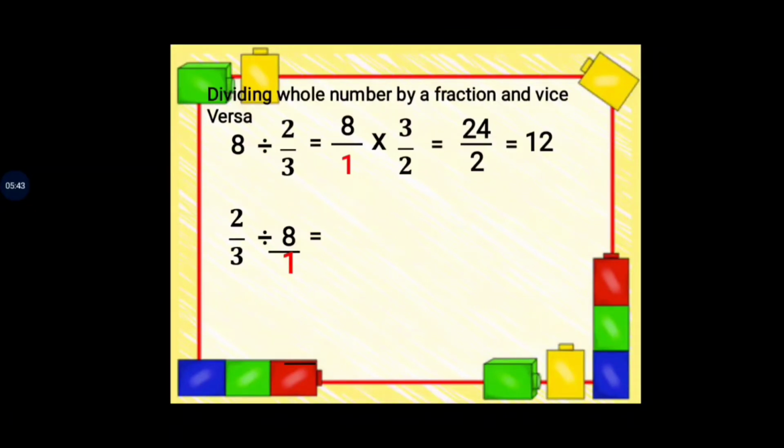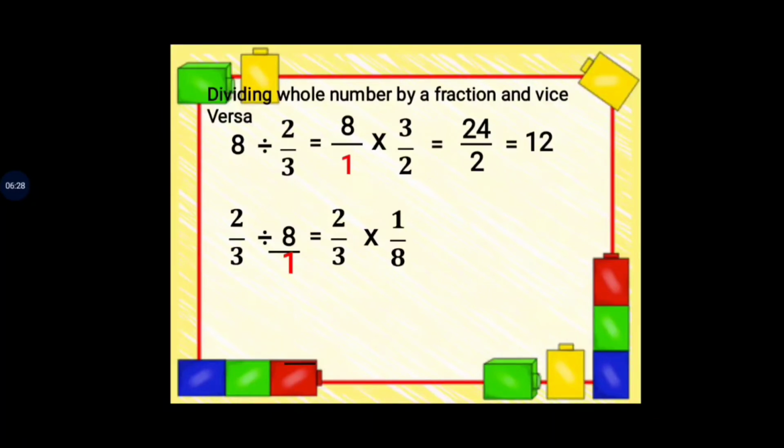Then, ililipat natin si 2/3 dito sa kabila. Then after that, we are going to change the division sign into a multiplication sign. Okay? Then flip natin yung 8/1 at magiging 1/8. At ilagay natin dito sa kabila rin. Ang ibig sabihin yan, pwede na tayo mag-multiply.